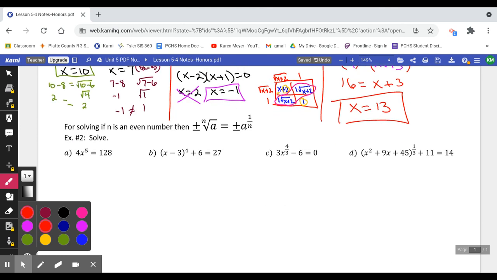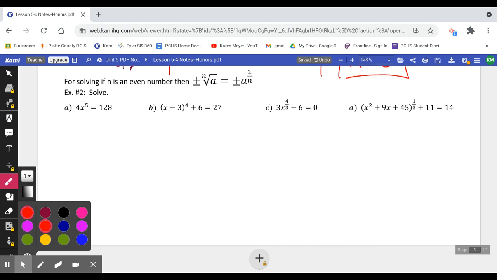All right, the other type of problems that we have for solving is ones that don't have a square root in them. Instead, they have powers, and the powers can either be a fraction or they could be a whole number. So let's start with the whole number ones. Okay, our job is to get x to the 5th by itself. So let's divide by 4. So x to the 5th equals 32.